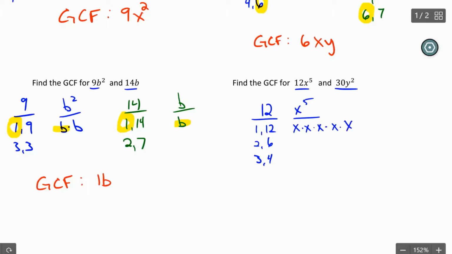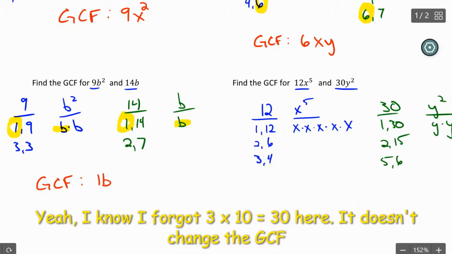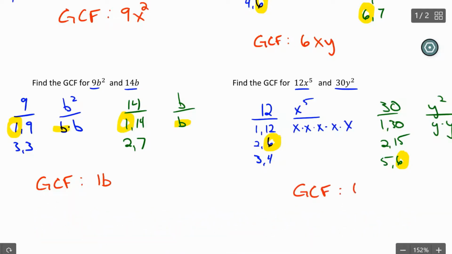Okay, then let's take a look at 30y squared. So for 30, I've got 1 and 30, 2 and 15, 5 and 6. And then for y squared, that just means y times y. So looking at our numbers, it looks like we've got 6 in common. So our greatest common factor so far as the numbers go is 6.